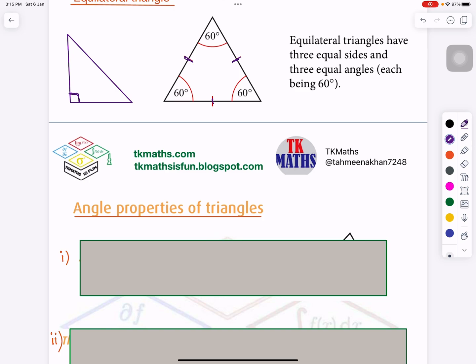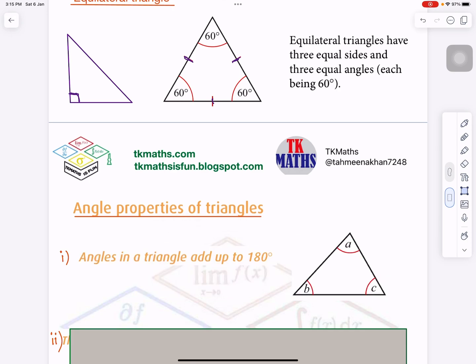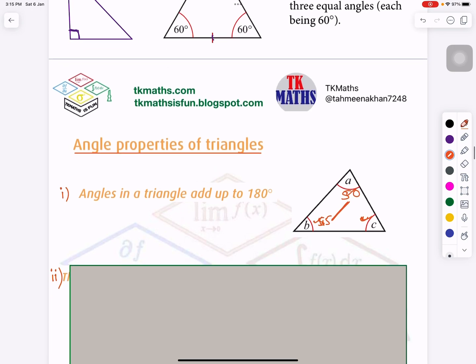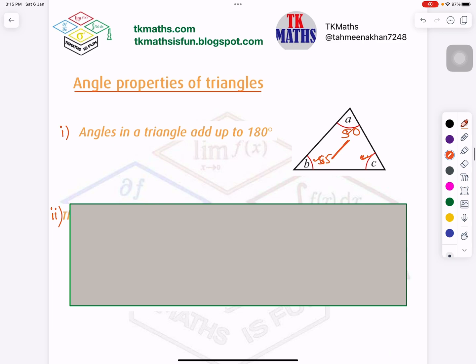That also you should know. So let's see the first property which I'm sure all of you know. That is, if you add up the sum of the angles, it will be equal to 180. So if I have here 3 angles, for example 50, 55, I can find this also. I will add them up, minus from 180, I will get this. Right? So angles in a triangle add up to 180.